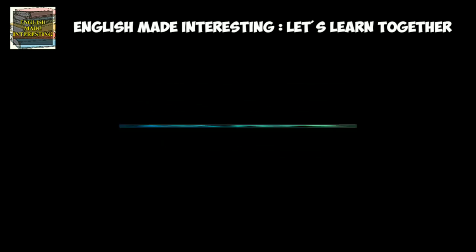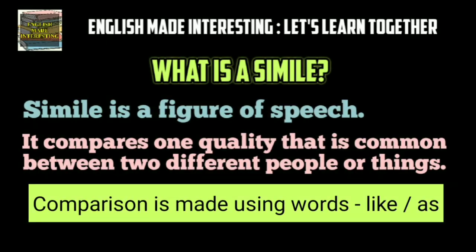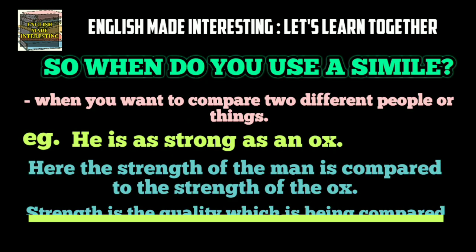Today we'll have a look at some of the interesting similes. What is a simile? A simile is a figure of speech. It compares one quality that is common between two different people or things. Comparison is made using words like or as.